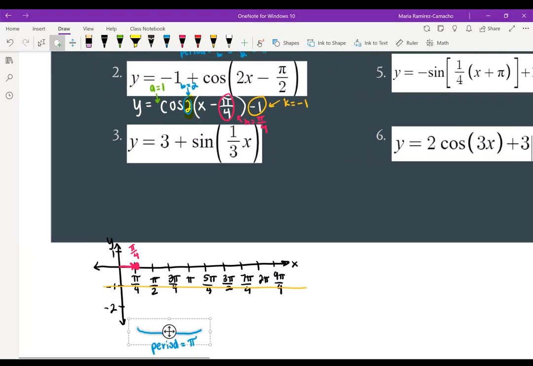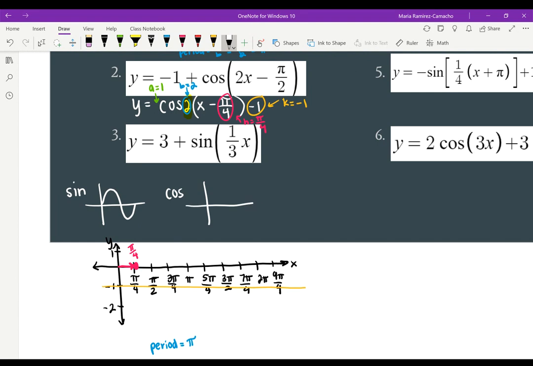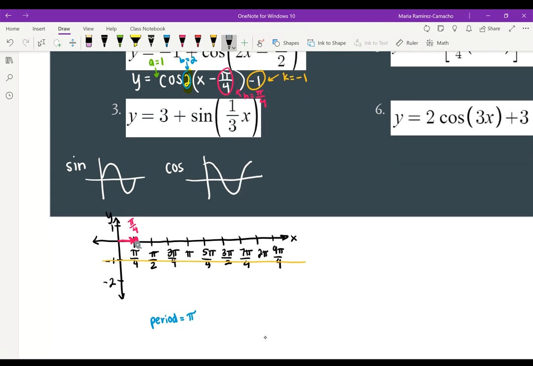Okay, and I'm just about ready to draw. A quick reminder. One cycle of the sine wave, starting at the y-axis, looks like this. Cosine looks like that. So that's going to be the shape of our cycle. We'll go ahead and start it right here. Oh, I could have drawn that better. Let's try again. There we go.